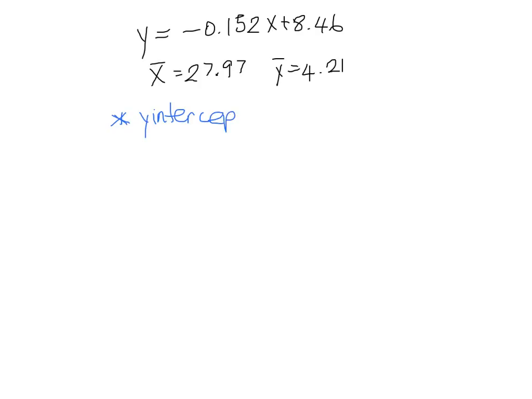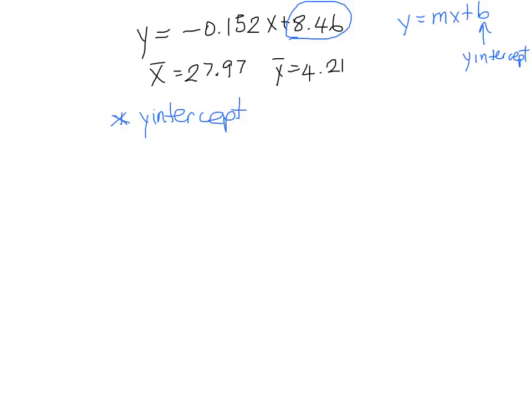Now, if you recall from coordinate geometry, when you have the equation of a line y equals mx plus b, the y-intercept is the b. That's where the line crosses the y-axis. So in this case, we have a y-intercept of 8.46, which means that the line must cross the y-axis at 8.46.